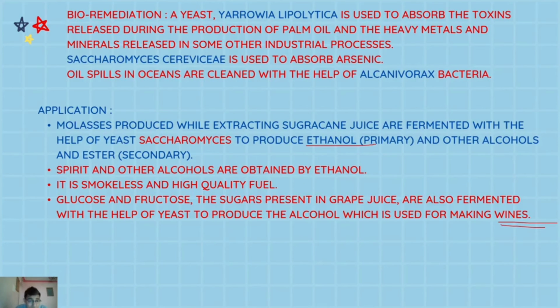Then second, Saccharomyces cerevisiae, okay, is used to absorb arsenic. So again, one of the harmful pollutants, which is arsenic, which is the major pollutant found in soil. Okay, this can be eliminated with the help of Saccharomyces cerevisiae. Okay, then third application, oil spills in oceans are cleaned with the help of alkali borax bacteria. So the oil spills which may take place due to some accidental activity in the seas and oceans can be cleaned with the help of bacteria, and that bacteria is alkali borax. Okay, it is not a fungi and it does not belong to the yeast category, but this bacteria is used to clean the oil spillage. Okay, so these are the applications of yeast.